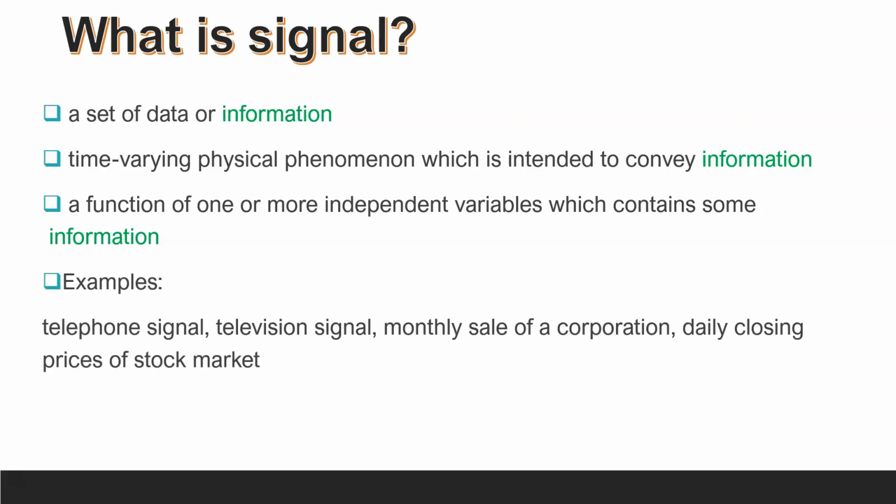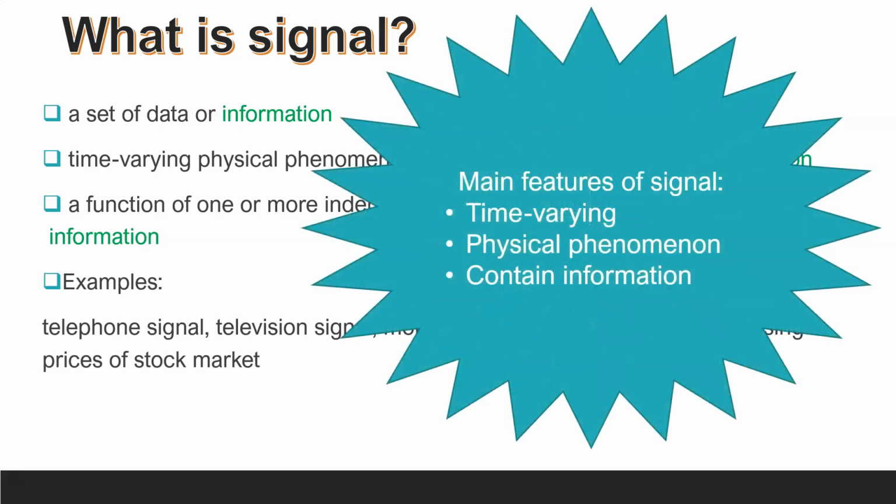Some examples of signals are telephone signal, television signal, monthly sale of a corporation, and daily closing prices of the stock market. Now, from all of these definitions, I can summarize that a signal is something that changes with respect to time, a signal is a result of a physical phenomenon, and a signal also contains information.